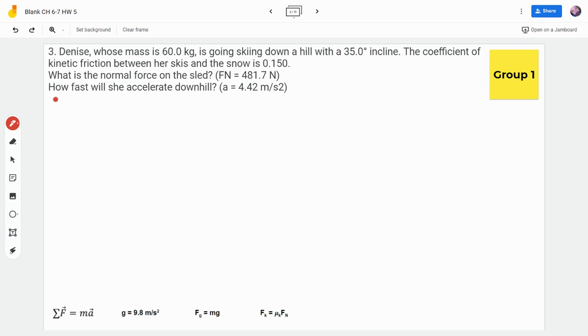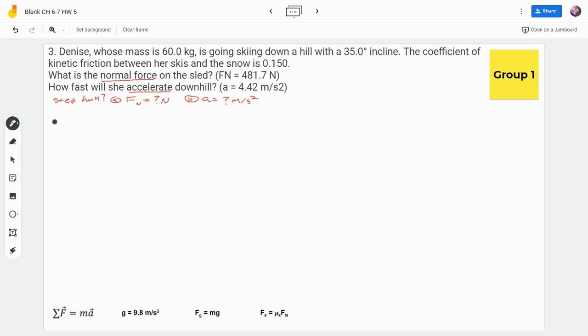So let's see what we're doing. Step one, what are we looking for in part A? What is the normal force on the sled? So we want F sub n is equal to question mark newtons. And then for part B, how fast will she accelerate? So we want her acceleration. So for part B, we want a is equal to question mark, and the units for acceleration are, of course, meters per second squared.